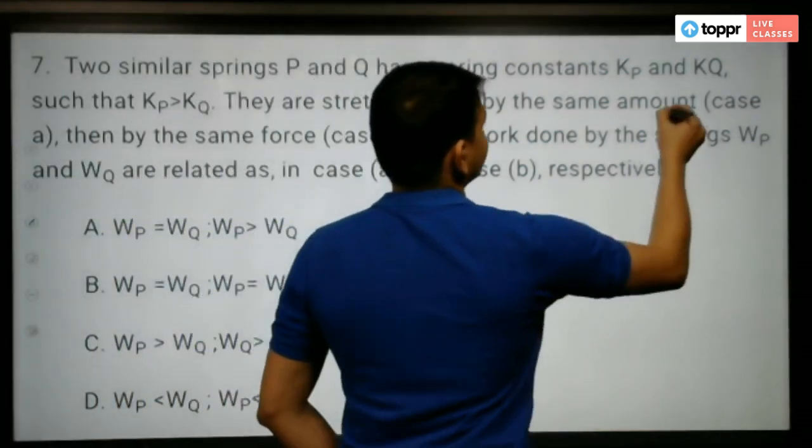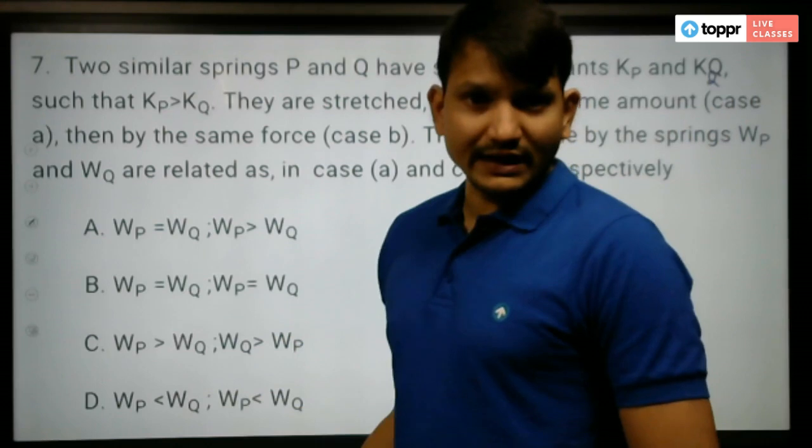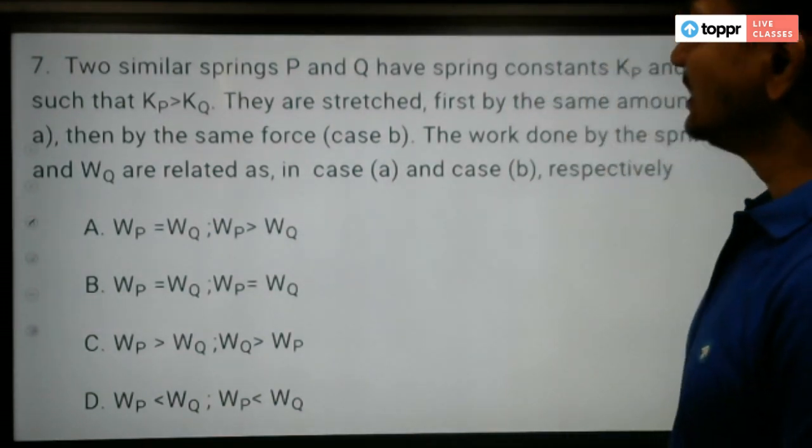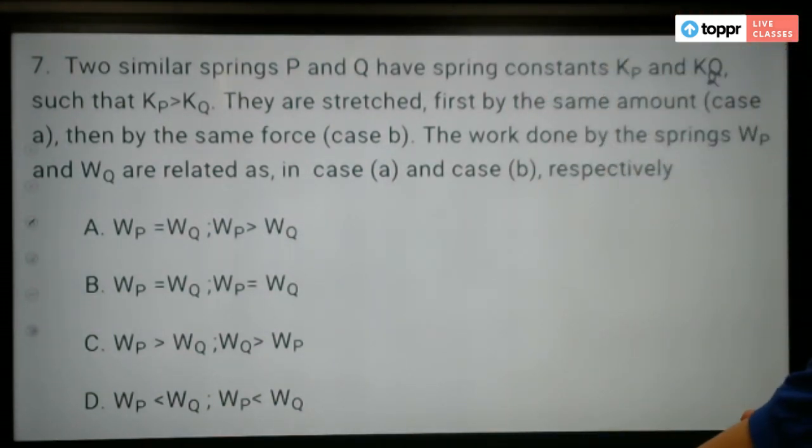So we'll try and wrap up with this question, where you need to analyze some parts. Let's read it together. Two similar springs P and Q have spring constants Kp and Kq such that Kp is greater than Kq. They are stretched first by the same amount, case A, and then by the same force, case B. The work done by the springs Wp and Wq are related as in case A and case B respectively.